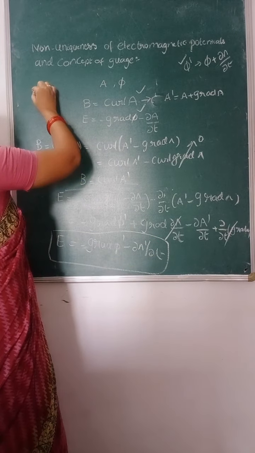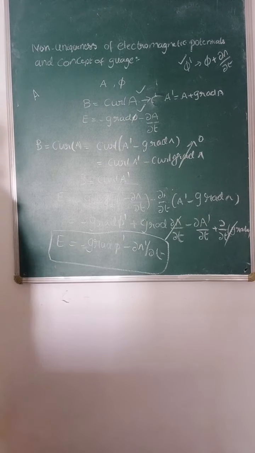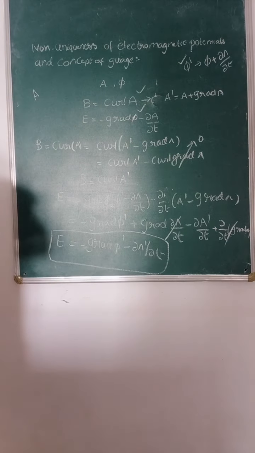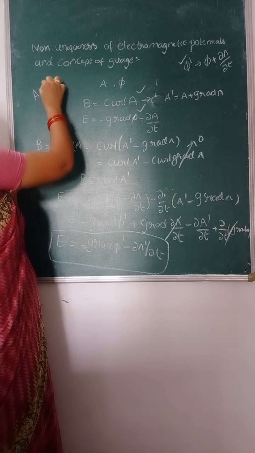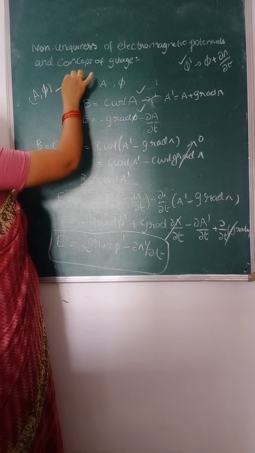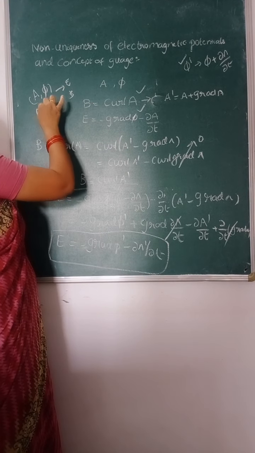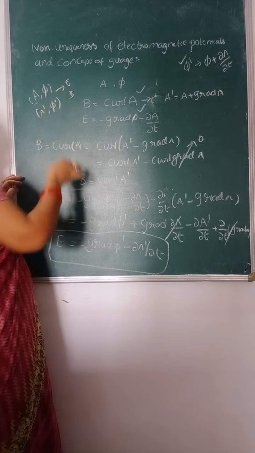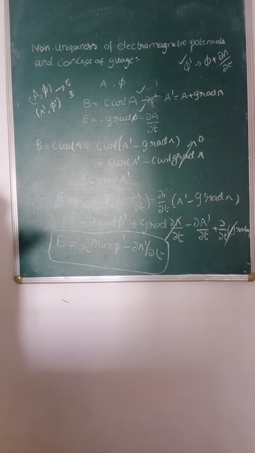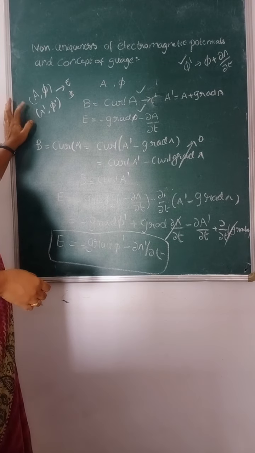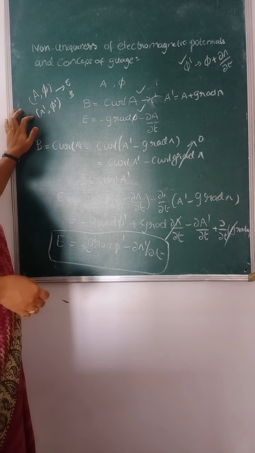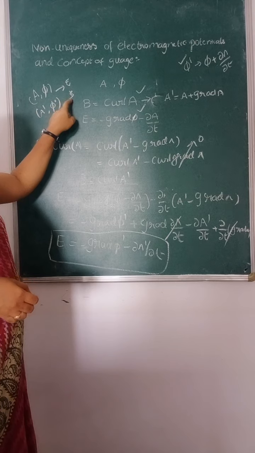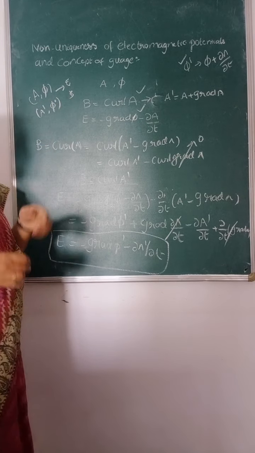This is called the non-uniqueness of the given electric and magnetic field vectors. For A and phi values we get the same E and B. For A dash and phi dash also we get the same values of E and B. So the electromagnetic potentials are not unique, but we will get the unique electric and magnetic field vectors.